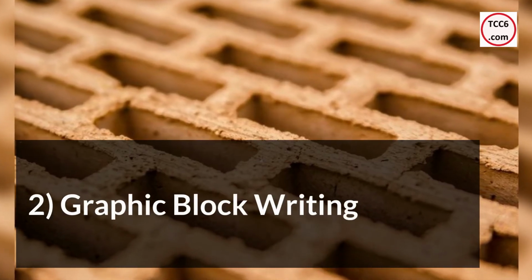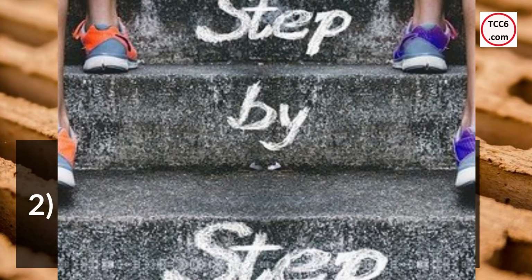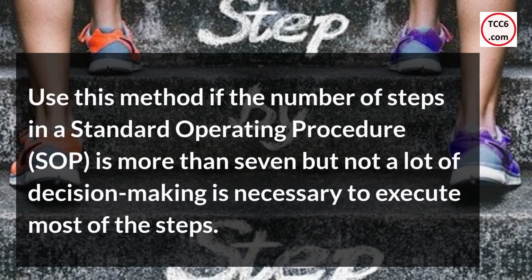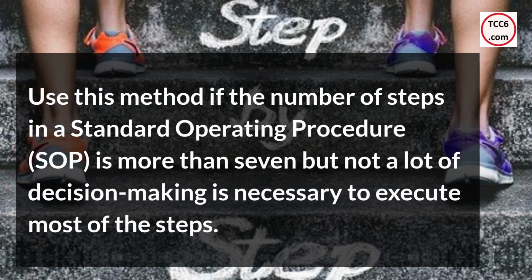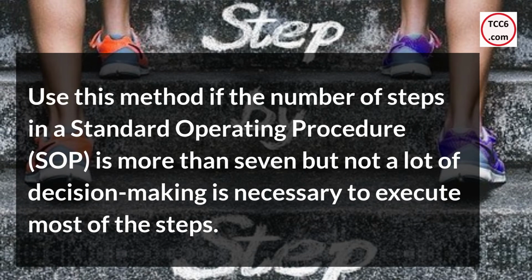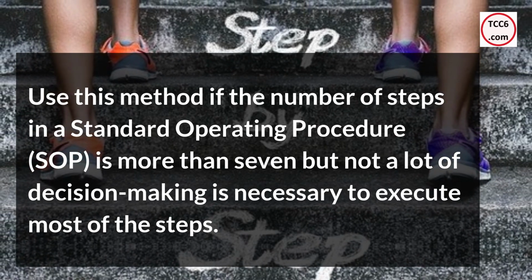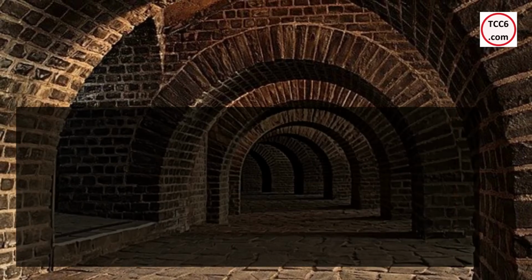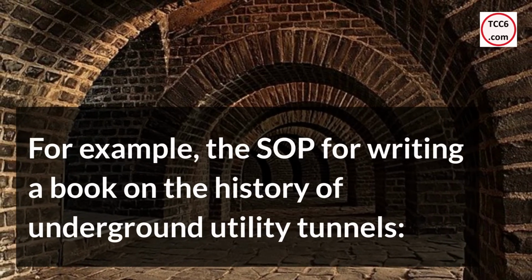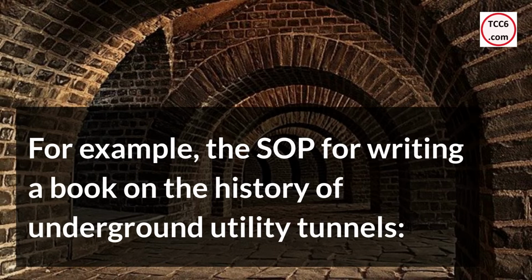2. Graphic block writing. Use this method if the number of steps in a Standard Operating Procedure, SOP, is more than 7 but not a lot of decision-making is necessary to execute most of the steps. For example, the SOP for writing a book on the history of underground utility tunnels.